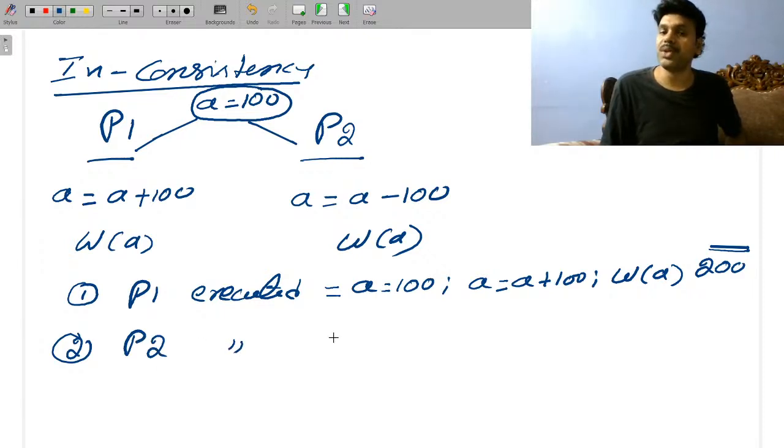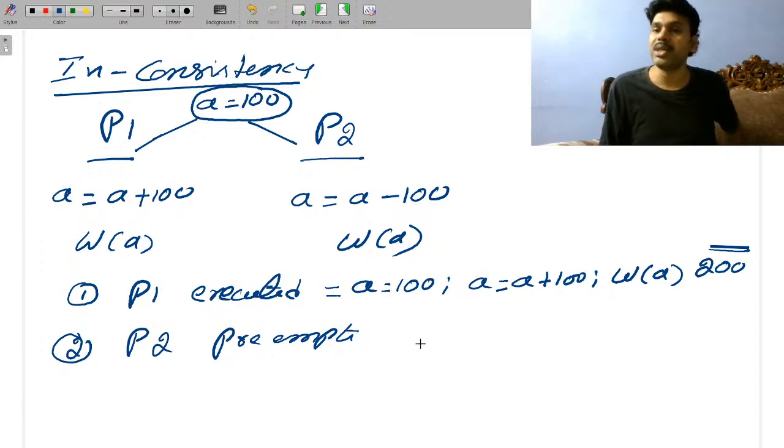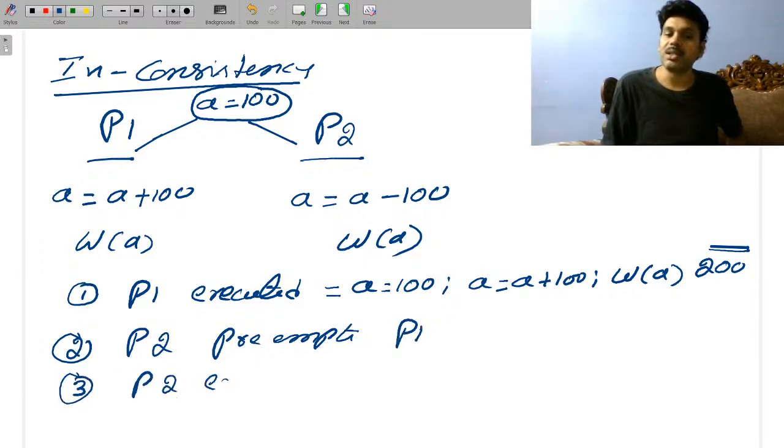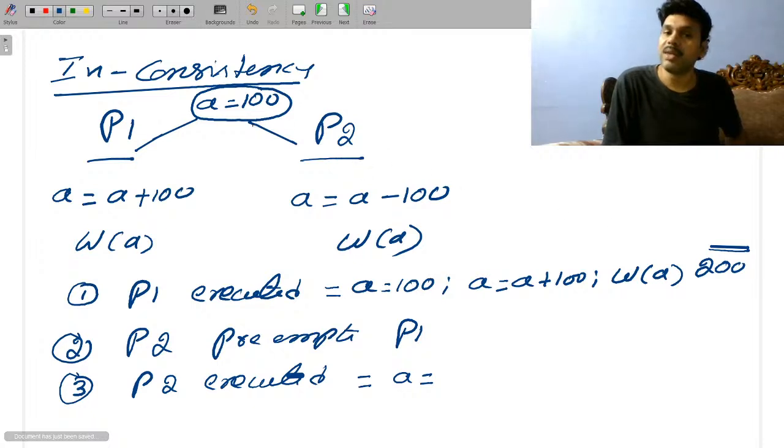Now P2 got executed immediately. That means P1 is preempted in this case. Please understand, whenever somebody is taking from you, which is nothing but what? P2 preempts. So when P2 preempts, interleavings are allowed. In shareable resources, interleavings are allowed. Interleaving is nothing but concurrent execution only. So P2 preempts P1. When P2 executed, he again reads the A value. If he is able to read the A value from the start, he will get 100.